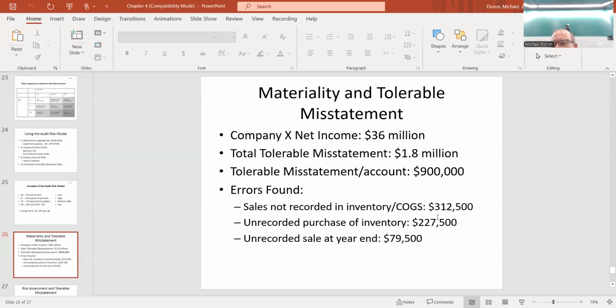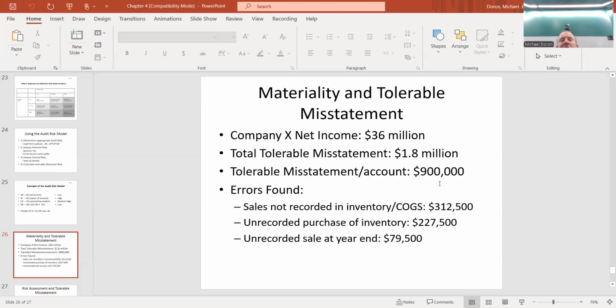That was for 312,500. An unrecorded purchase of inventory. So they bought some inventory, but they forgot to debit inventory for it. That was 227,500. And an unrecorded sale at year end. The sale happened just at the end of the year. They didn't get around to recording it until January. And that was 79,500. You add all of these together, it's about $600,000.